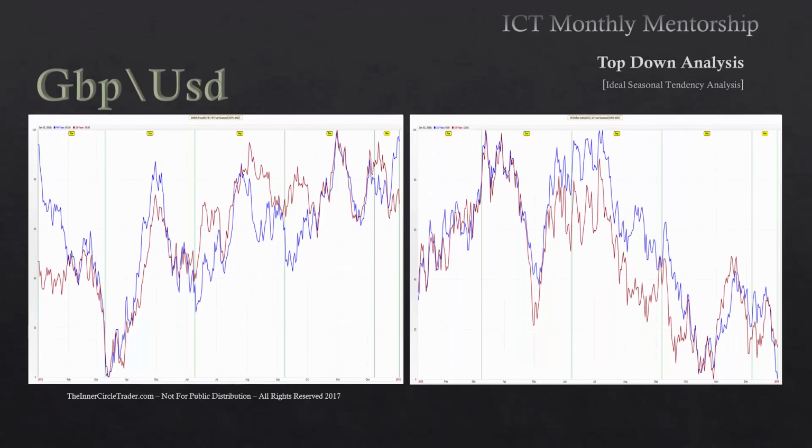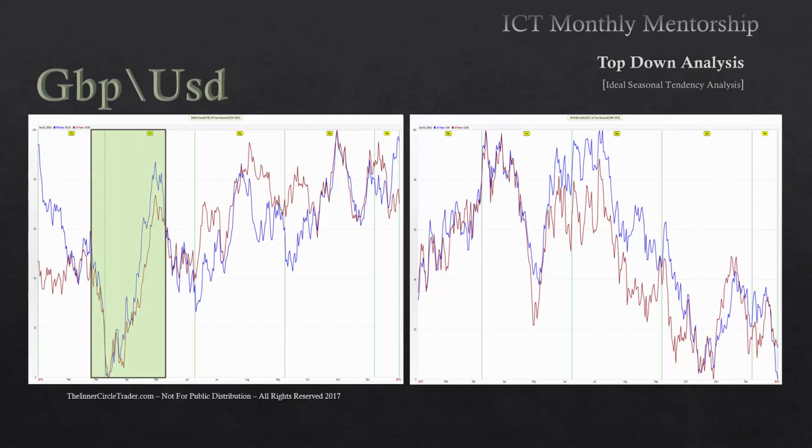Okay, next one we're looking at is the cable, or British pound versus US dollar. The chart on the left is the British pound futures price and seasonal tendency, and the dollar index is on the right hand side, seasonal tendency for the futures price as well.